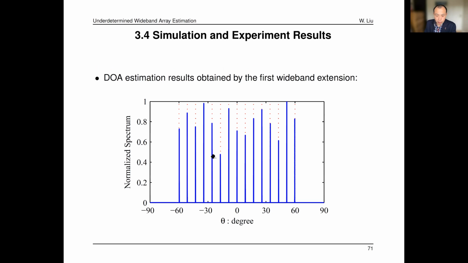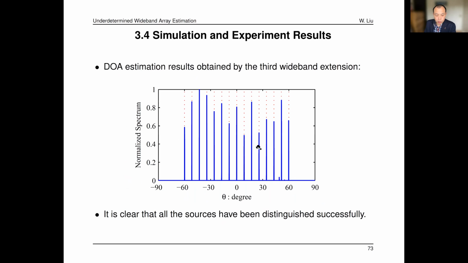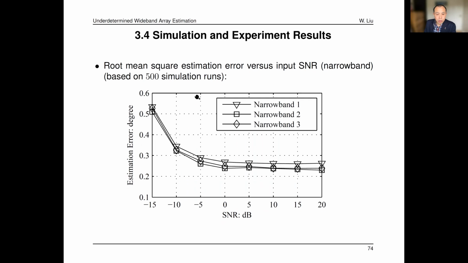And then we do the wideband extension. This is the first extension and the second extension and the third extension. So it's clear. All the sources have been distinguished successfully by this method. Okay. And then you see the performance. This is the root mean square estimation error versus input SNR for the narrowband case, with 500 simulation rounds as average. So you see narrowband 1, 2, 3, right?